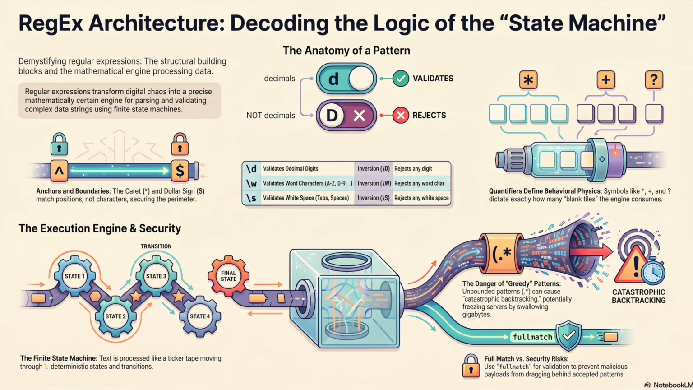Wait, we mentioned parentheses are for logical grouping, but the outline notes refer to this specific syntax, the ?:, inside the parentheses, as non-capturing groups. Yes. How does that actually alter the machine's behavior? Well, by default, when a regex engine processes a group wrapped in standard parentheses, it assumes you want to extract that specific chunk of data later. Okay. So it allocates memory and saves the substring.